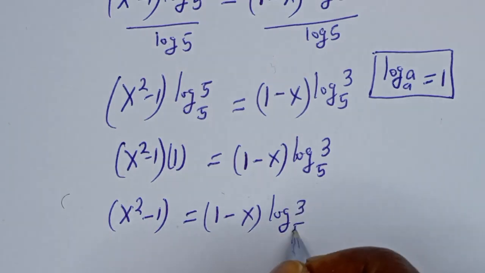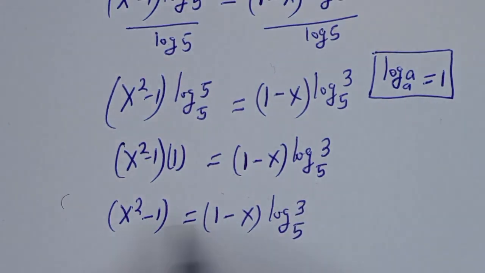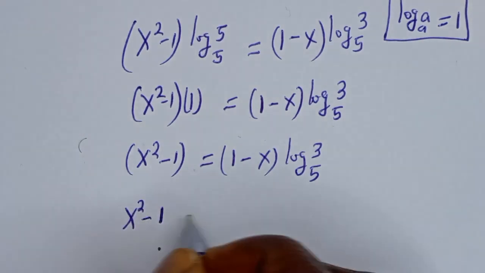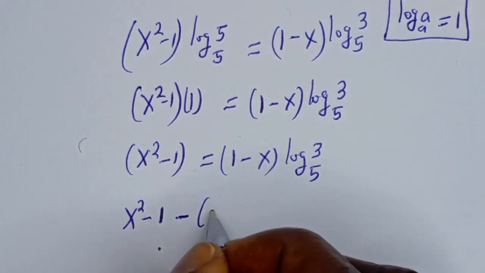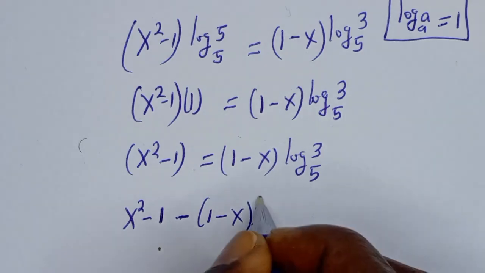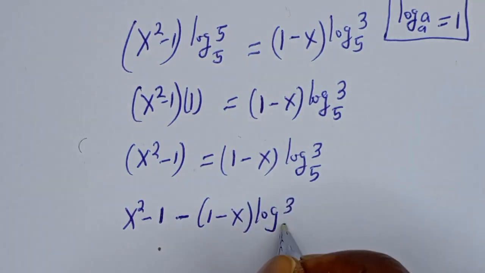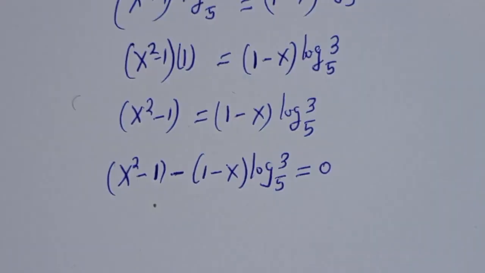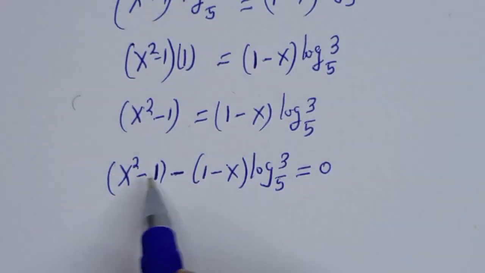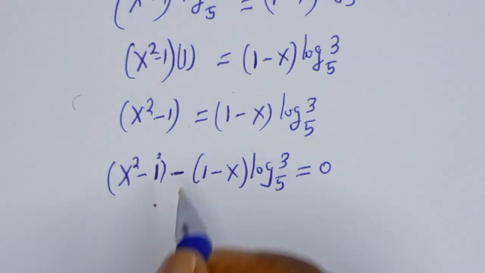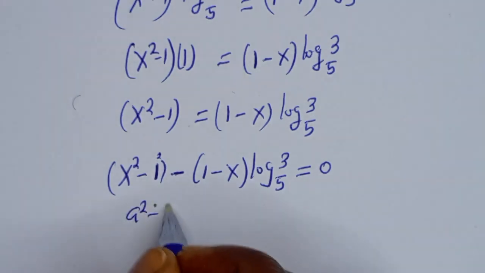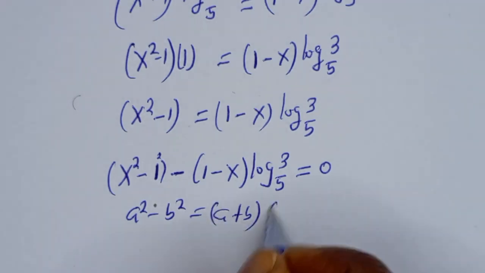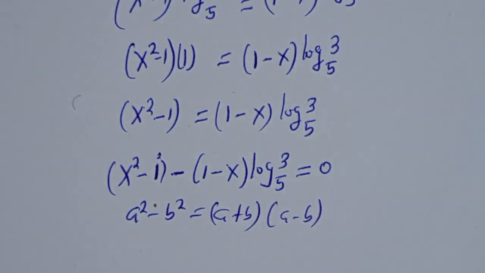Now let's bring this to this side. You have s squared minus 1 minus 1 minus s log 3 base 5 is equal to 0. Then if you look at this, it is in form of perfect square. This is also 1 square. And if you have a square minus b square, this is equal to a plus b multiplied by a minus b.